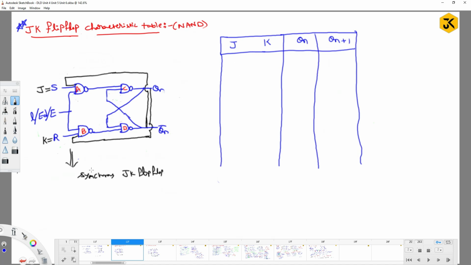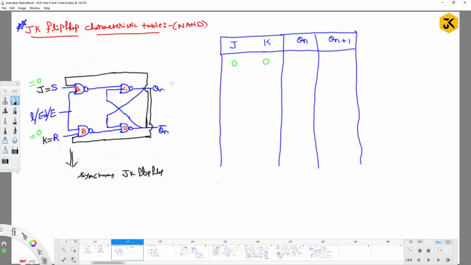So basically, if you start with J and K values as 0 0, can you solve this circuit? No, it isn't possible, because this A NAND gate requires one more input. That input is coming from Qn bar, so you have to know the value of Qn bar, but this Qn bar depends on this D NAND gate, and this D NAND gate depends on Qn. So it is entirely dependent on each other.